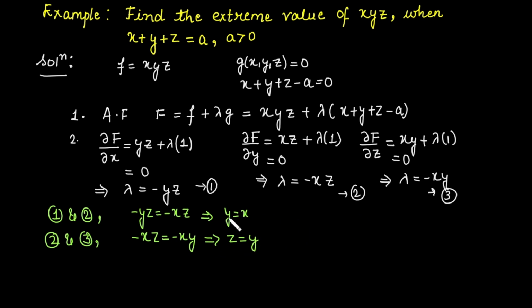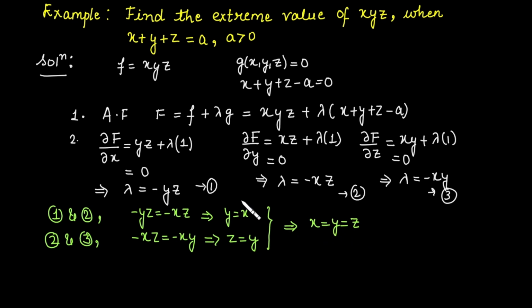As x is equal to y is equal to z, it means x is equal to z. With the help of this, we can say that x is equal to y is equal to z, ultimately x is equal to z. From here, the relation between x, y, z is obtained.